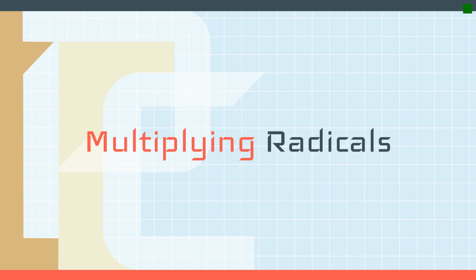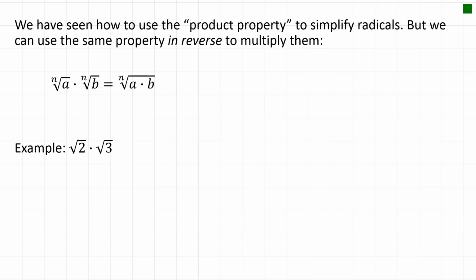Multiplying radicals. For a little while now, we've been using the product property to simplify radicals, but the opposite is just to use the property in reverse and know that we can multiply radicals, but they have to be of the same root. So for example, if we wanted to multiply the nth root of a times the nth root of b, those roots need to be the same in order to multiply a and b under the radical.